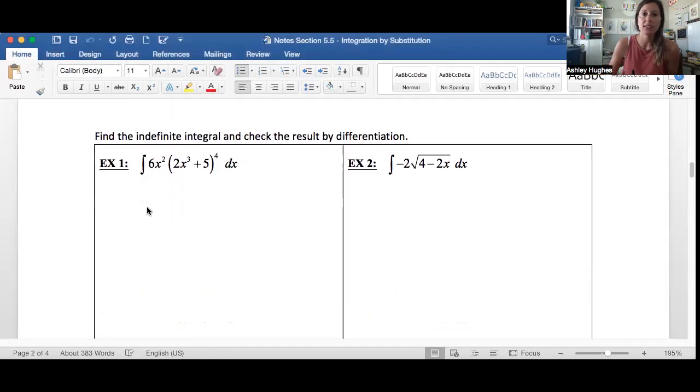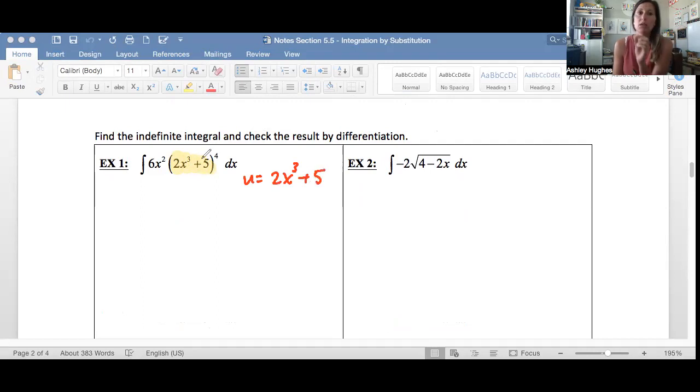So I see I have 6x squared on the outside, and on the inside I have (2x cubed plus 5) to the 4th. Now we're going to pick the thing to be the u that is inside the parentheses, this thing that's raised to a power. So I'm going to write down what u is. U is 2x cubed plus 5. And kind of another way to think about it is it's the one where if you take the derivative of it, it's close to the other thing that's sitting there.